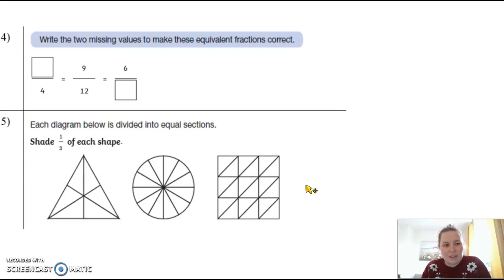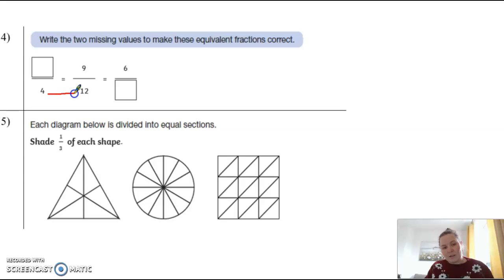So let's have a look at question 4 first of all. You're making equivalent fractions. So you've been given one whole fraction with both the numerator and the denominator, and then you've got two with little bits. Now remember, you have to multiply or divide to exchange between denominators, and you have to do the same to the top and bottom.